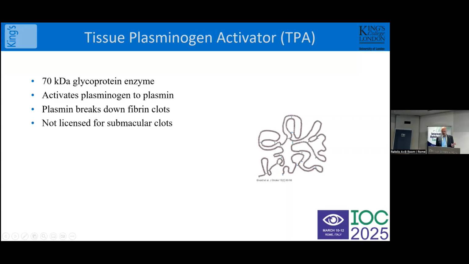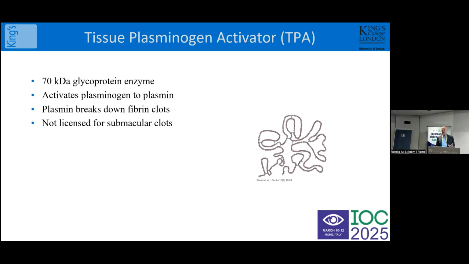The main treatment that people are offering is tissue plasminogen activator, TPA. You'll remember from medical school days that it's a large glycoprotein, 70 kilodaltons. It's a big molecule. It's about the same size as some of the biologics we're treating at the minute. You remember it activates plasminogen to plasmin, and it's very, very effective at breaking down fibrin clots. Anyone who's used it in the anterior chamber for fibrin will be aware of just how quickly and how effectively it works. Obviously, it's not licensed for use in the treatment of submacular clots.